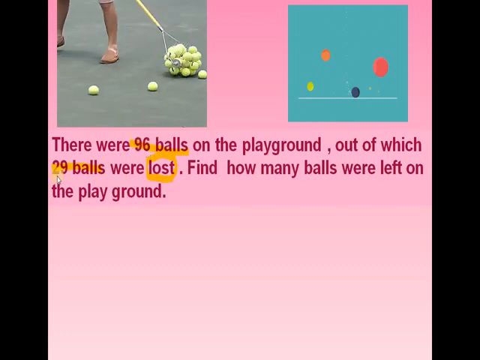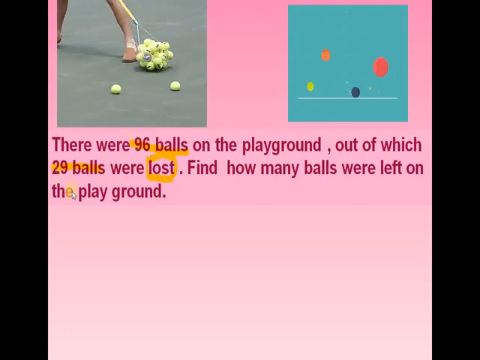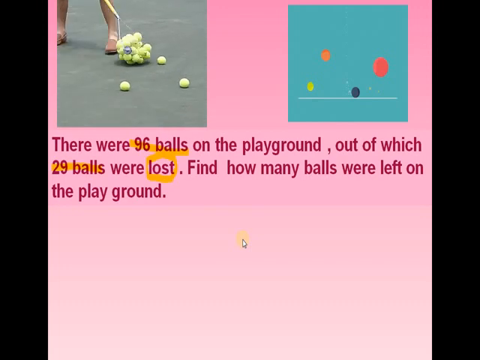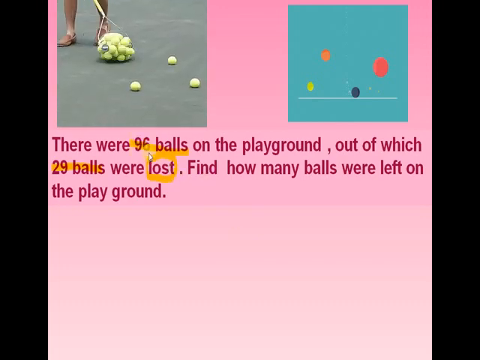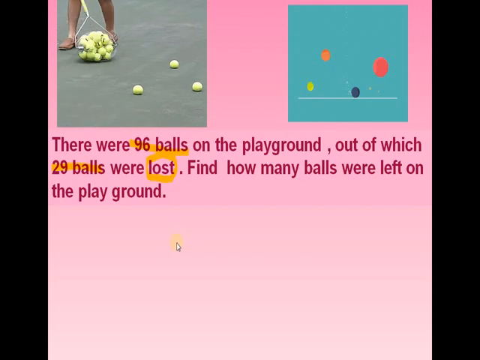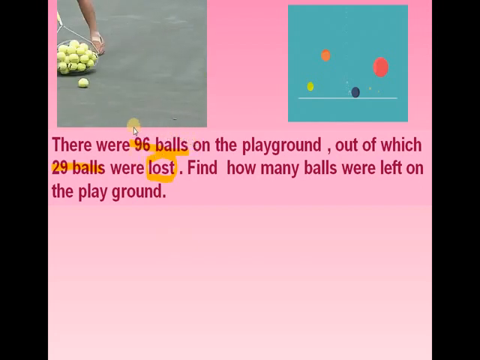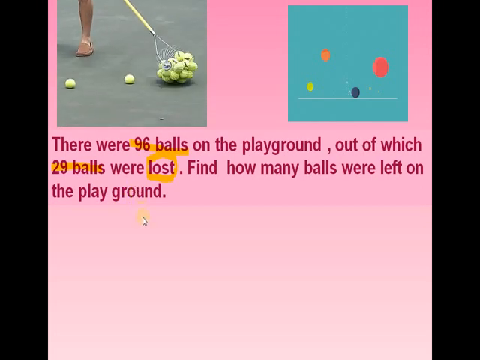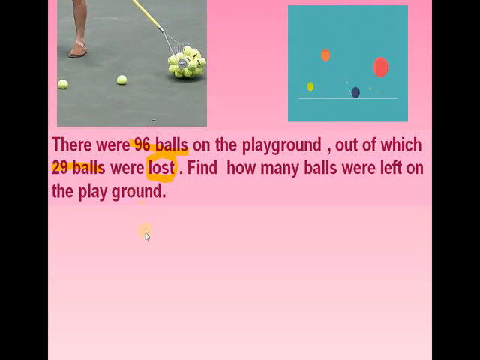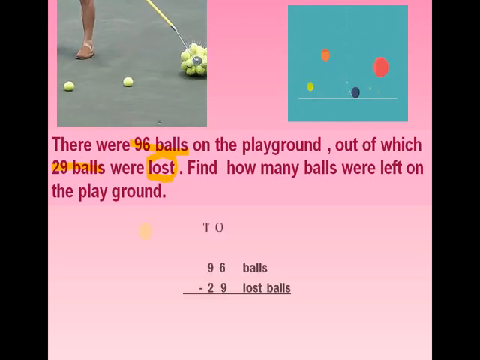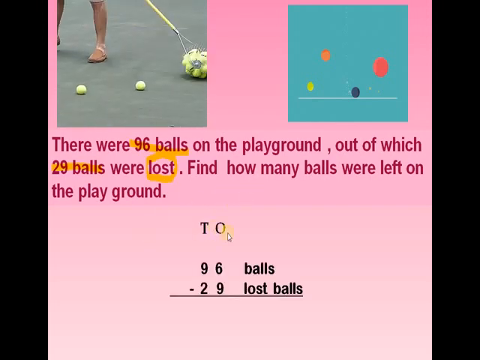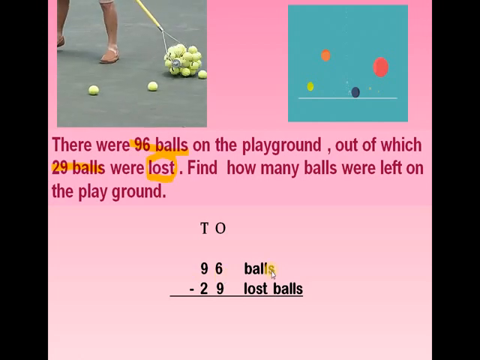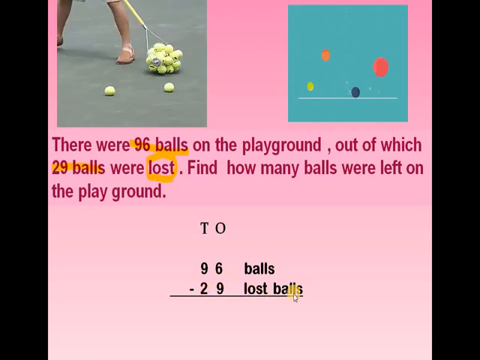Out of 96, 29 balls were lost. So we need to check how many are there on the ground. As it's a double digit number, we need to write tens and ones, the place value, and the bigger number on top and the smaller number at the bottom with subtraction. As there is a loss, we have to do subtraction. So this is what you are going to write. Tens and ones, 96 balls, 29 lost balls.